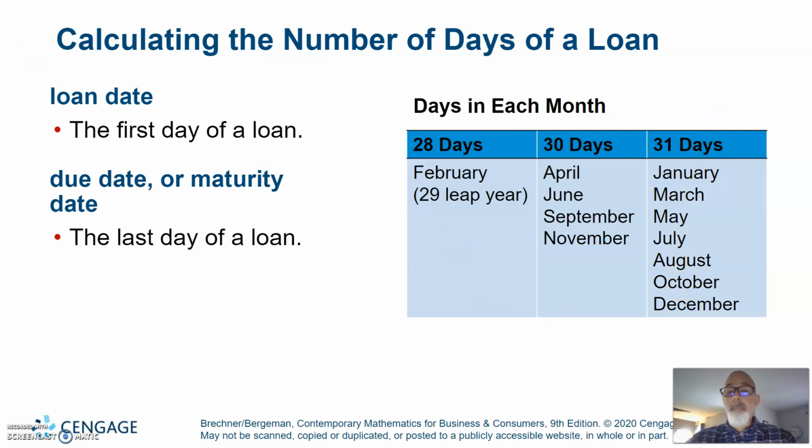So the loan date is going to be the first day of the loan, and the maturity date, or the due date, when this loan is due, is going to be the last day of the loan. And this is what you're going to be solving for in this next part, the maturity date.